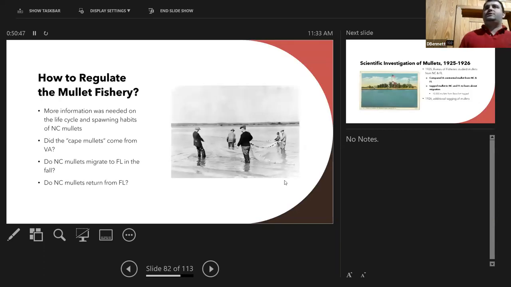And so there are all these questions raging about how North Carolina should regulate its mullet fishery. And so they decided that, well, we need more scientific information. We need to know more about the fish and its life cycle and its spawning habits. They said, we've got all these sea mullets, which at the time they're calling Cape mullets. Do they come from Virginia? We don't really know much about them.